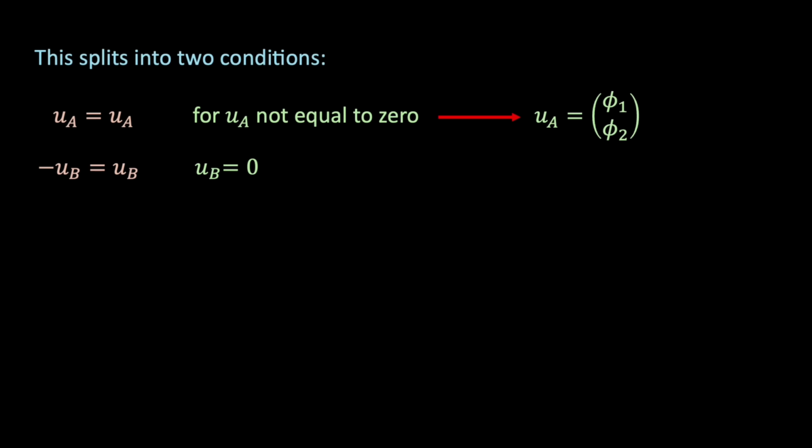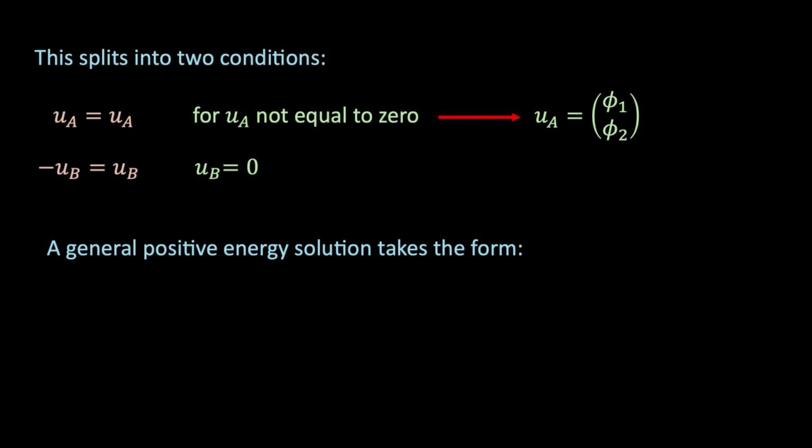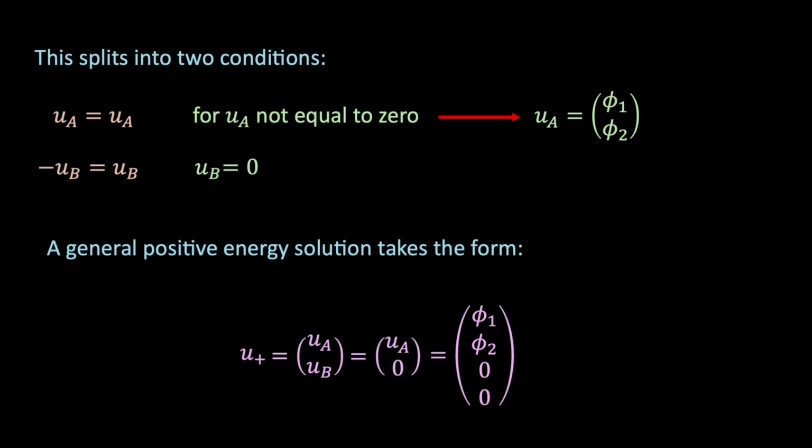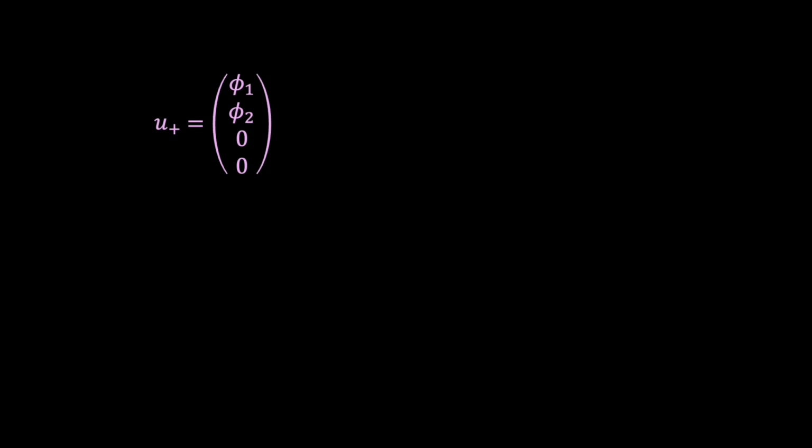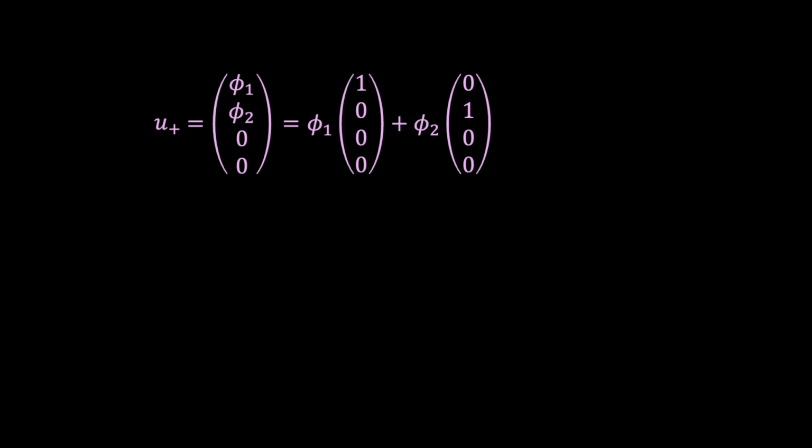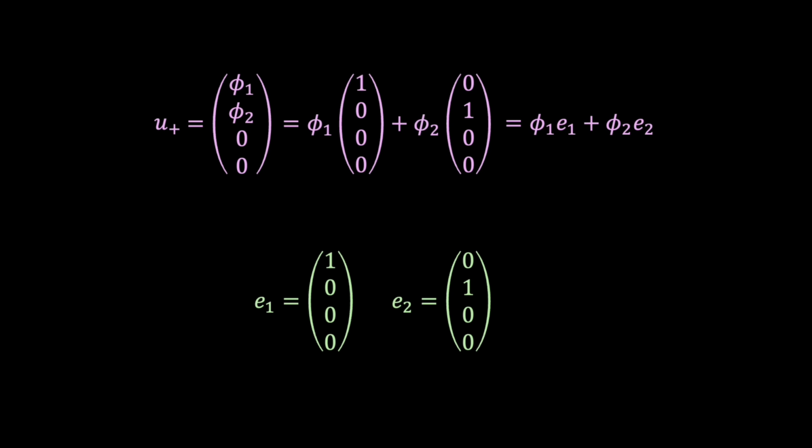And so it follows that a general positive energy solution, which we will denote U+, takes the following form. In other words, for positive energy, the lower two components vanish and the upper two can be any arbitrary complex numbers. We can also express this solution as a linear combination of two independent basis spinors E1 and E2, where E1 equals 1, 0, 0, 0 and E2 equals 0, 1, 0, 0.